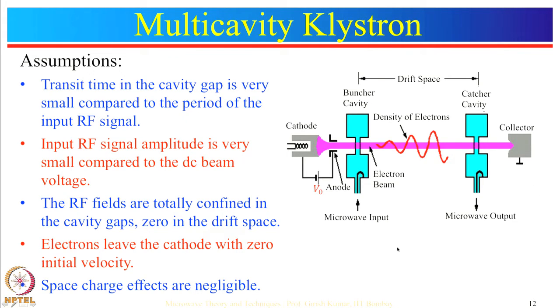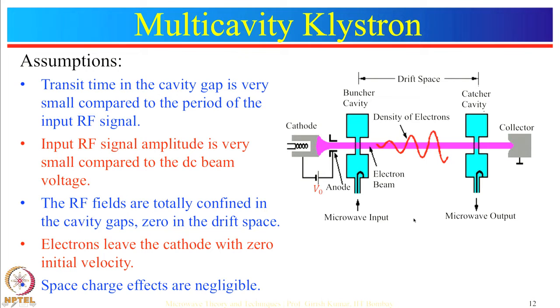So, before analyzing the working of multicavity klystron, we need to understand some assumptions made while analyzing the working of multicavity klystron. The first assumption is that the electron transit time in the cavity gap is very small as compared to the period of input RF signal. This assumption is made to neglect the back and forth movement of electron in the cavity gap, or we can say oscillation of the electron in the cavity gap.